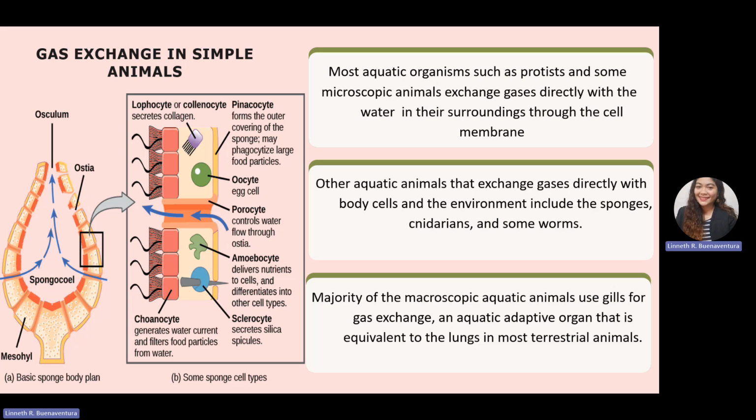So this image shows the simple gas exchange in most sponges and cnidarians. As you can see, those openings or holes in their body represent the cells that directly diffuse oxygen and carbon dioxide.